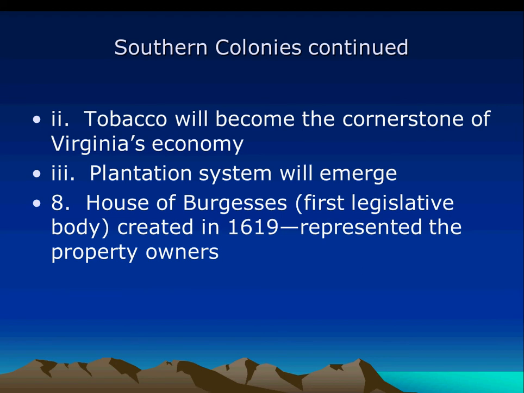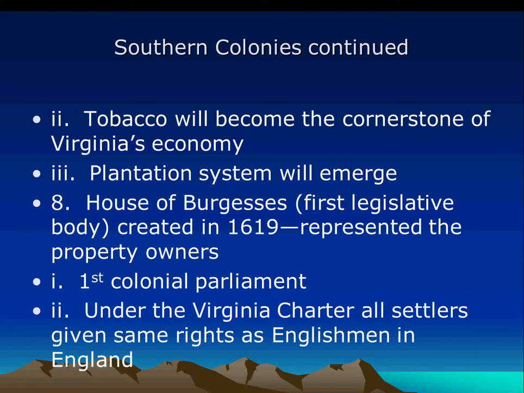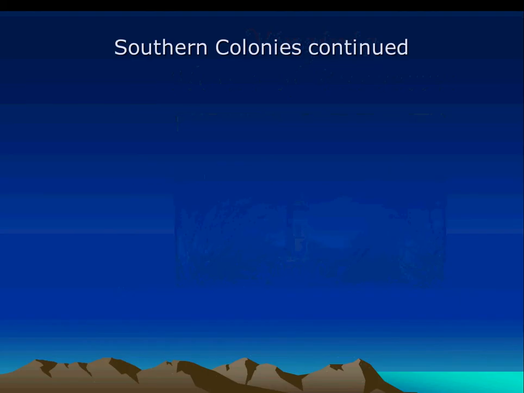The House of Burgesses was the first legislative body. It represented aristocrats, the rich, but it is the first elected body in North America for the English. So it's the first colonial parliament, and they were guaranteed the same rights as Englishmen back in the homeland. This is a picture of the House of Burgesses.